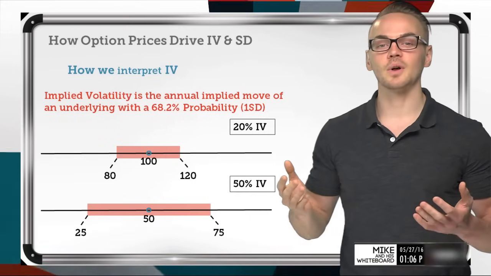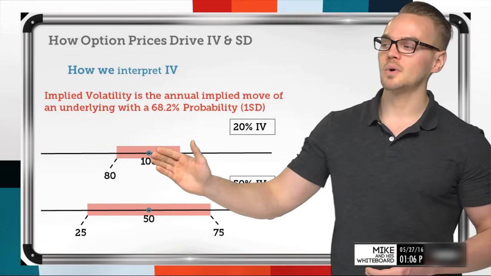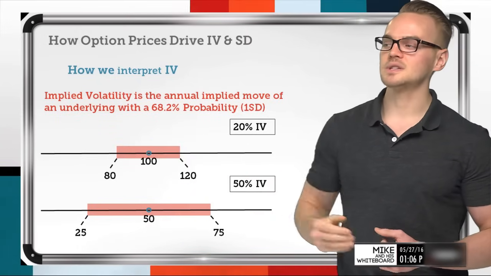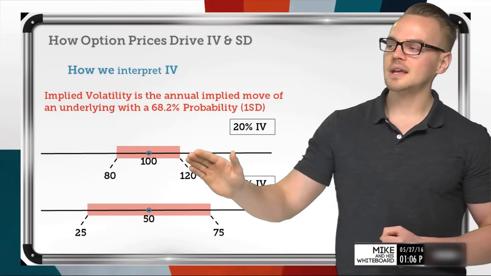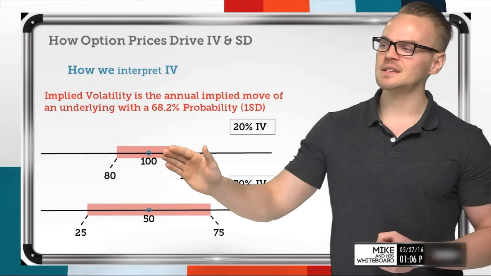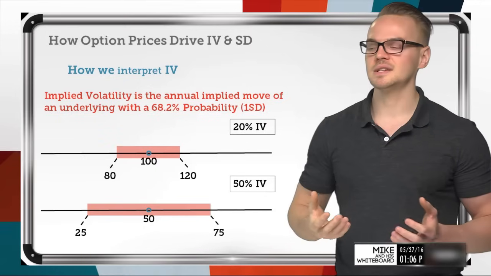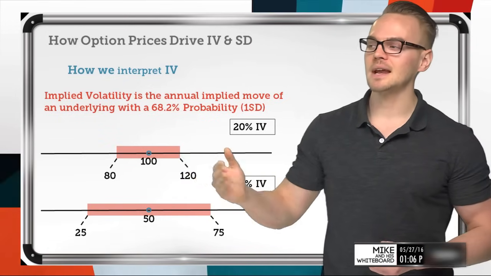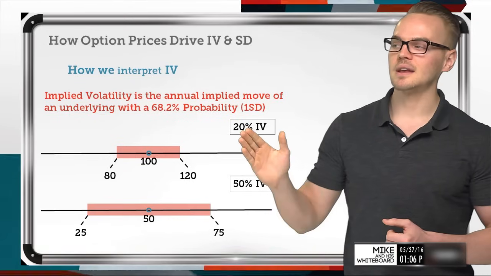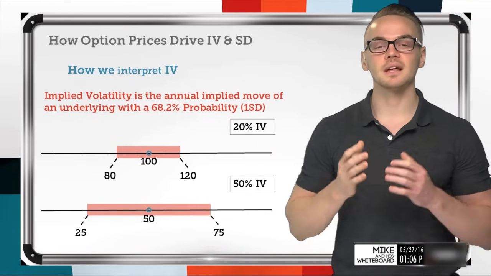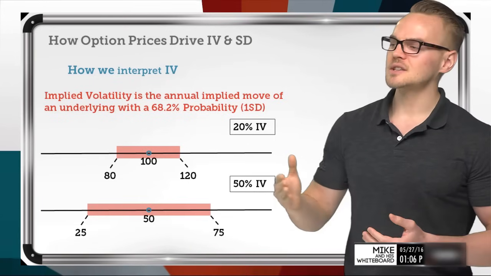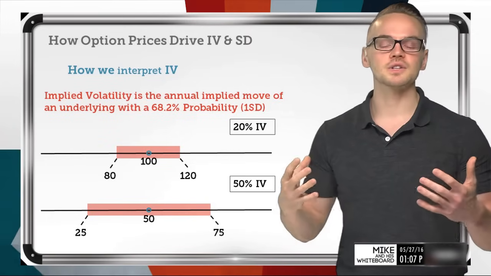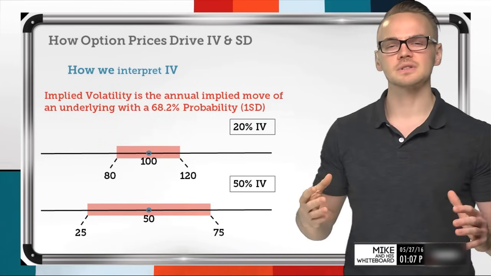So the stock price is at 100. 20% of that would be 20 points to the downside, which lands me at 80, and 20 points to the upside, which lands me at 120. So when we're looking at implied volatility, this basically states that with a probability of 68%, this underlying could potentially move between 80 and 120 if we have an implied volatility of 20%, and that's over the course of a year. So as you can see, it's a pretty small value when we're thinking about how much an underlying can change in price over the course of a year.